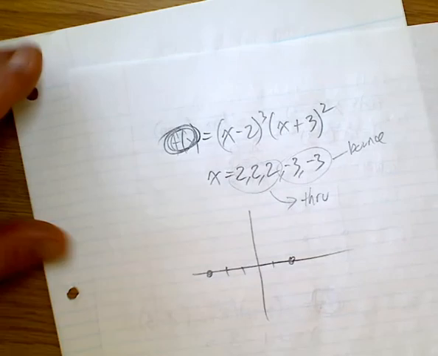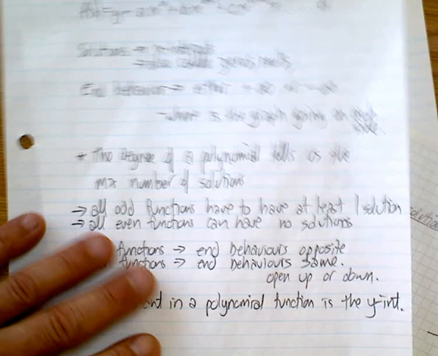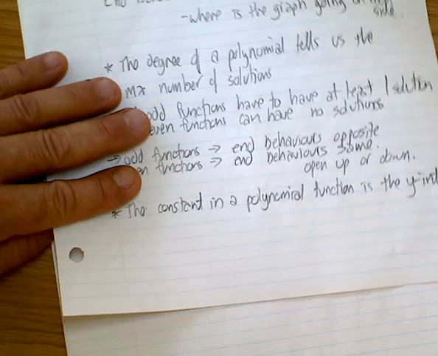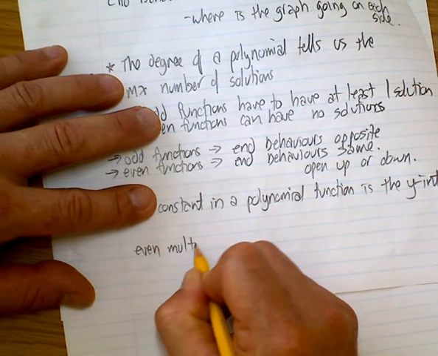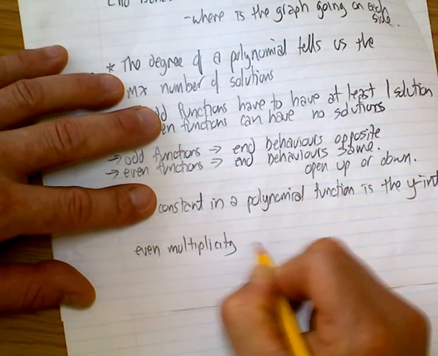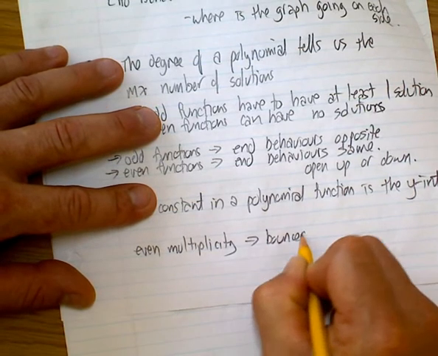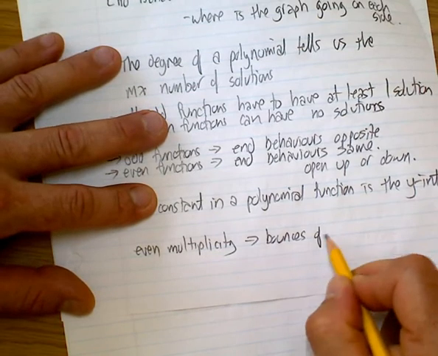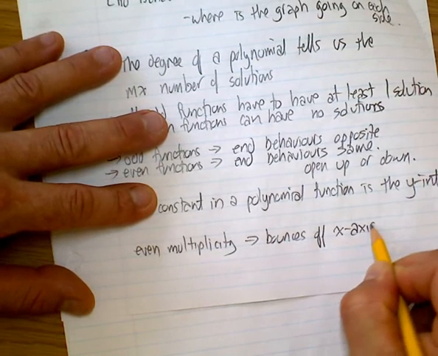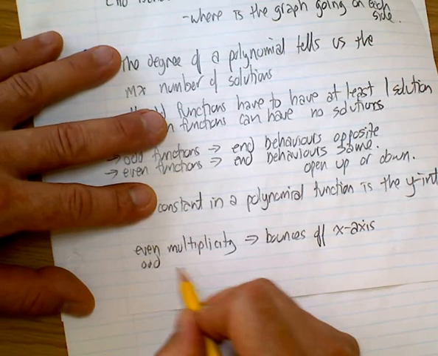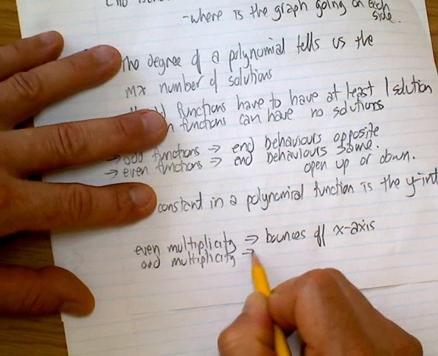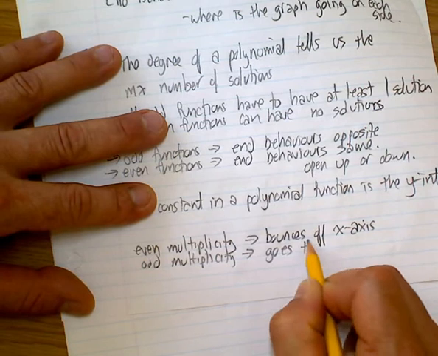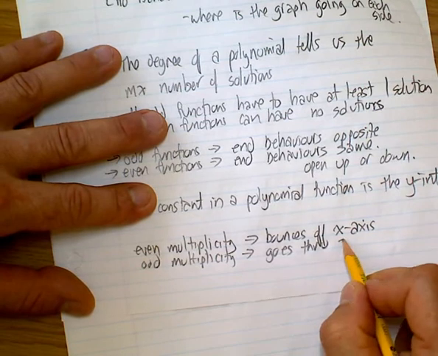Okay, maybe that's something we want to write down. Anyway, let's see, we can put it down here. Okay, if we have an even multiplicity, right, it bounces off the x-axis. If it has an odd multiplicity, it goes through the point, goes through the 0.